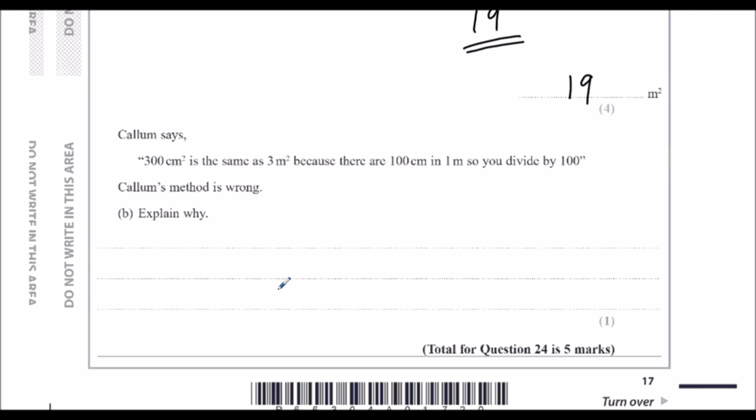Callum says 300 centimeters squared is the same as 3 meters squared because there are 100 centimeters in 1 meter, so you divide by 100. Callum's method is wrong. Explain why. So each 1 meter squared is 100 centimeters by 100 centimeters. 100 times 100 is 10,000.